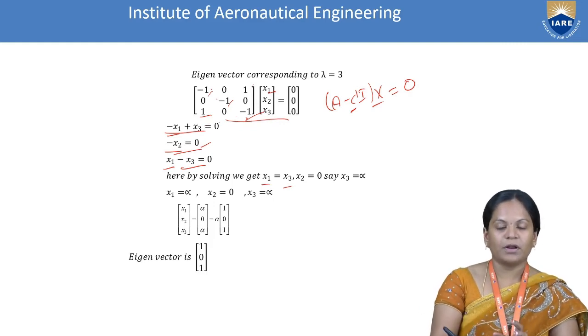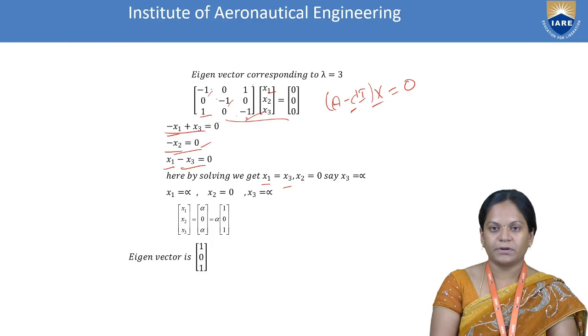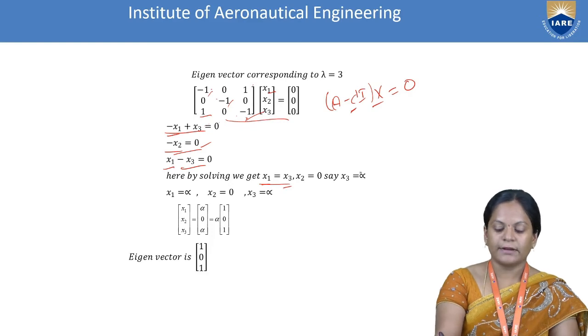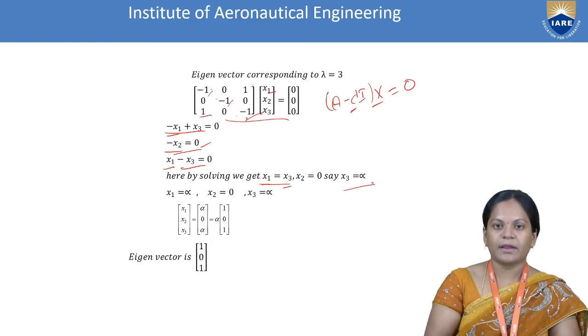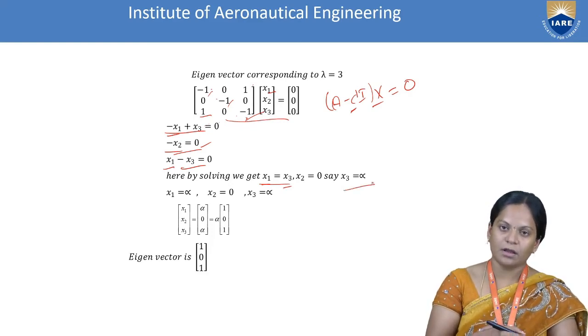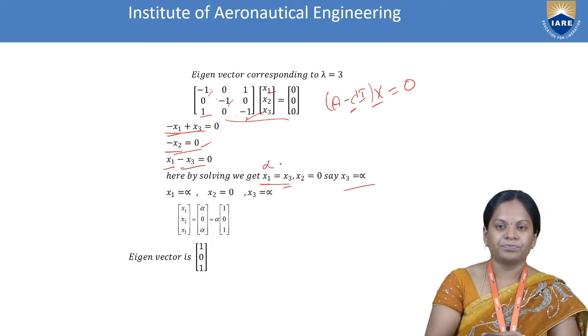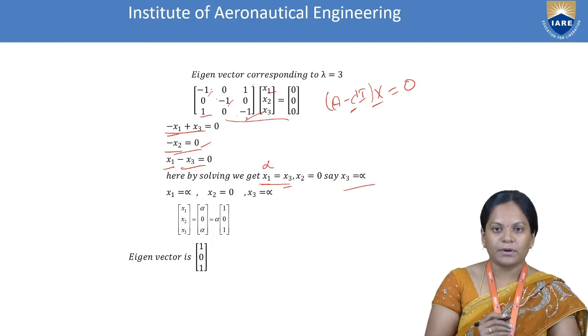At least one entry should be an arbitrary constant, which is either x1 or x3. Both x1 and x3 are equal, so let us take the x3 value as some arbitrary constant alpha. If x3 equal to alpha, then x1 is also alpha. So x1 equal to alpha, x2 equal to 0, and x3 is alpha.